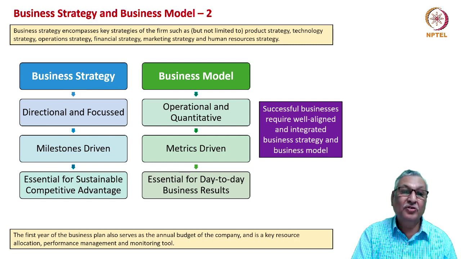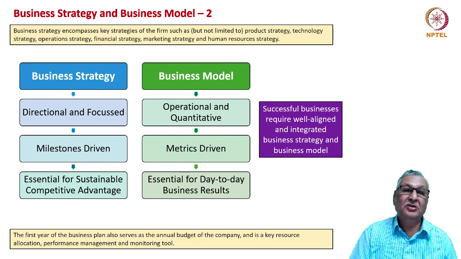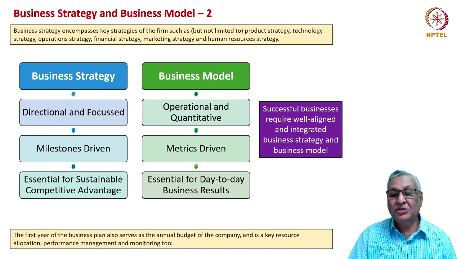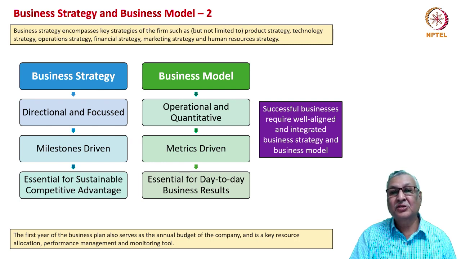Successful businesses obviously require well-aligned and integrated business strategy and business model. Typically, the first year of any business plan serves as the annual budget of the company. It is key to resource allocation, performance management, and monitoring based on the business strategy.